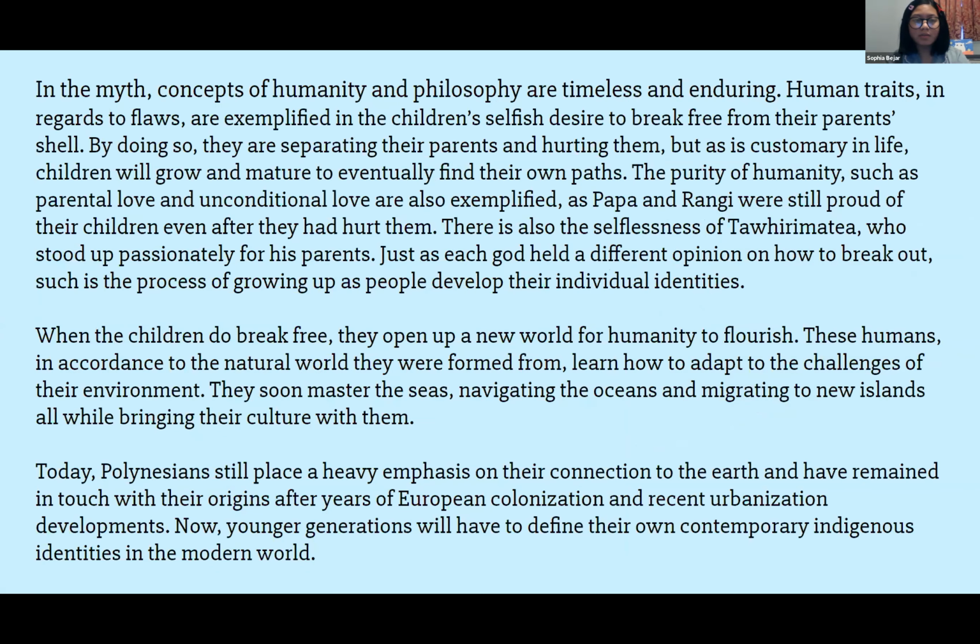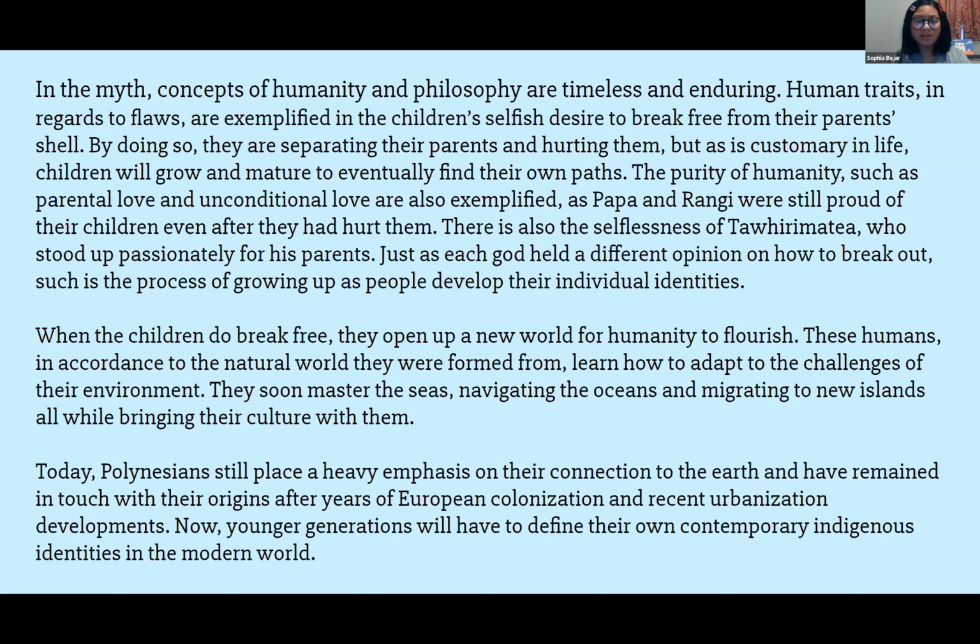In the myth, concepts of humanity and philosophy are timeless and enduring. Human flaws are exemplified in the children's selfish desire to break free from their parents' shell. By doing so, they are separating their parents and hurting them, but as is customary in life, children will grow and mature to eventually find their own paths. The purity of humanity, such as parental love and unconditional love, is also exemplified, as Papa and Rangi were still proud of their children, even though they had hurt them.